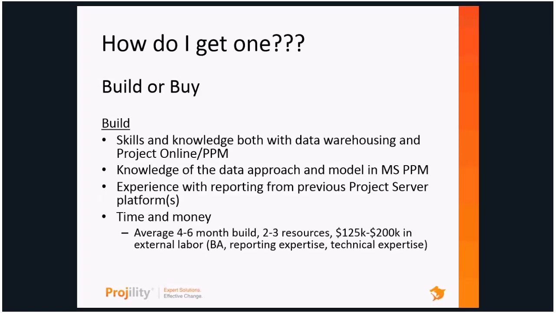Then we have to look at the time and the money to do it. We've actually been asked to estimate some of this by some clients, and on average, to build a basic data warehouse for PPM from scratch, you're looking at a 4 to 6 month build with multiple resources. From a cost perspective, on the low end, anywhere from $125,000 up to $200,000 to $250,000 if you're using external labor, including business analysis, reporting expertise, and technical expertise. You can be looking at upwards of $250,000 to build out a PPM data warehouse. So if you're going to be building it, you want to think about the resources, the time, and the money involved.